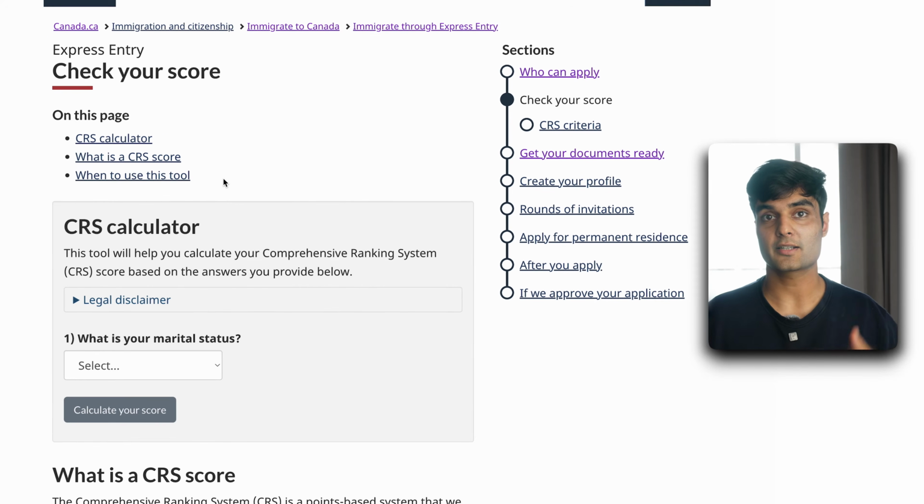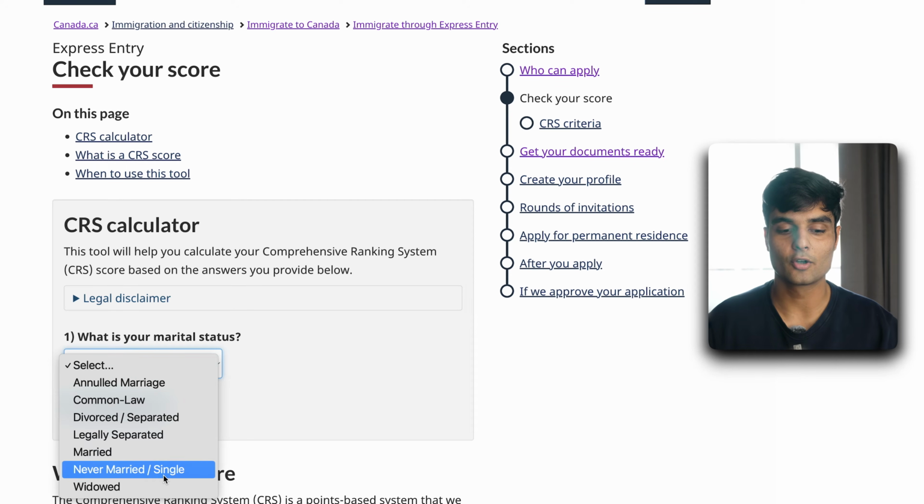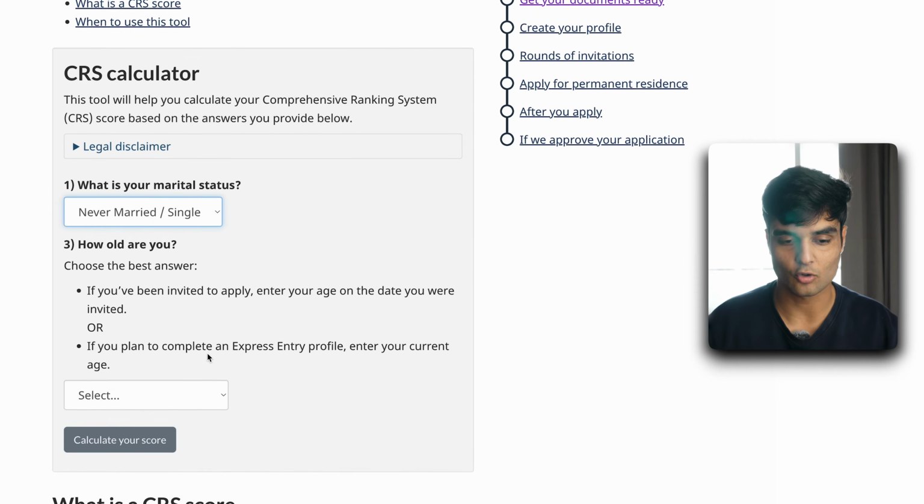First, let's discuss the scenario of those who are in Canada after their 12th, after high school. Either you are studying for a diploma, or you have got the diploma and are now on a work permit. We are going to discuss these scenarios. Firstly, the question is, what is your marital status? Obviously, you're going to be never married, single. So let's go on to the next one.